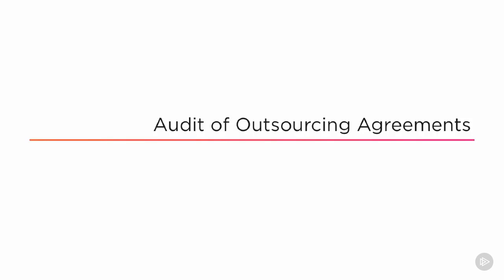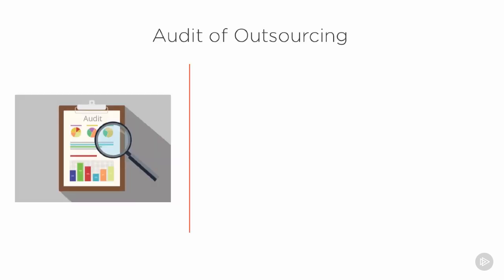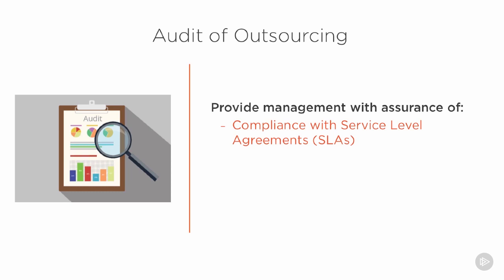Let's take a look at the audit of outsourcing agreements. If we're going to look at an outsourcing agreement, we want to make sure that we are receiving value for what we actually are paying for. This must provide management of our organization with assurance of compliance by that outside vendor with the service level agreements we have in place. In order to do this, we want to make sure that the terms and conditions in the outsource agreement are being met.